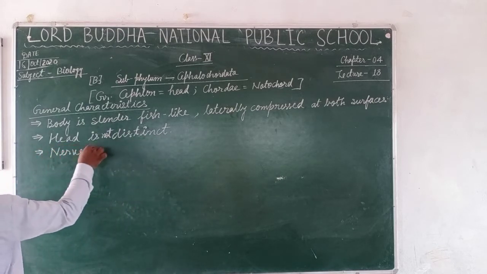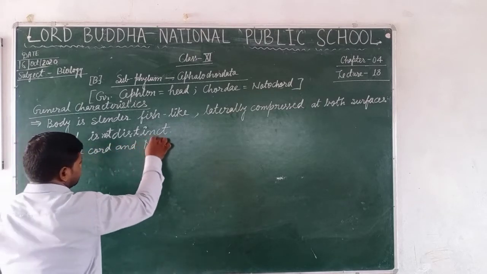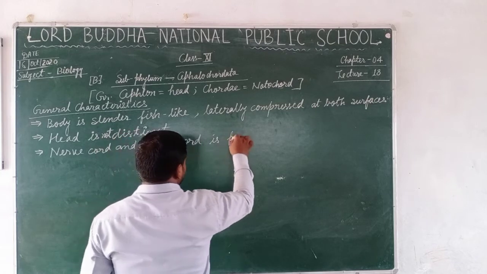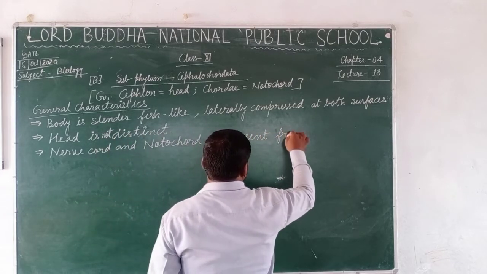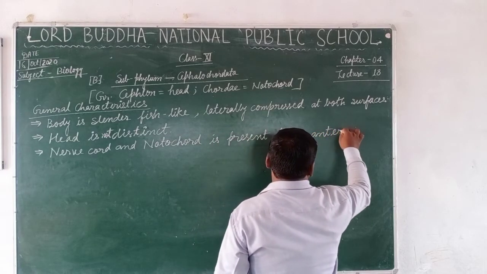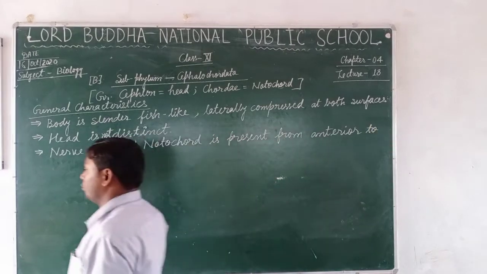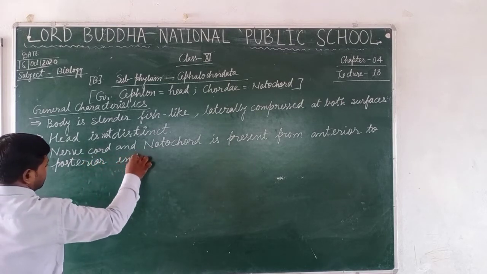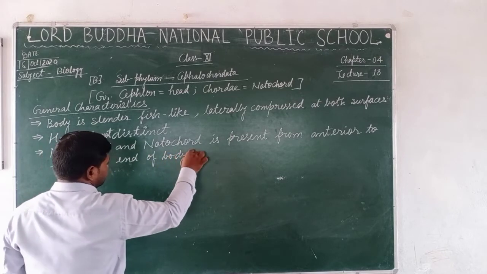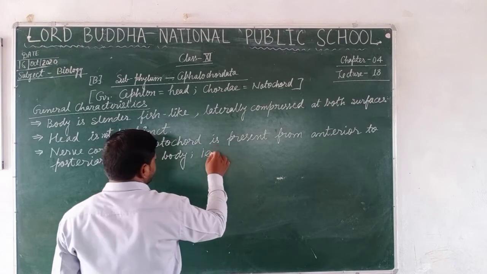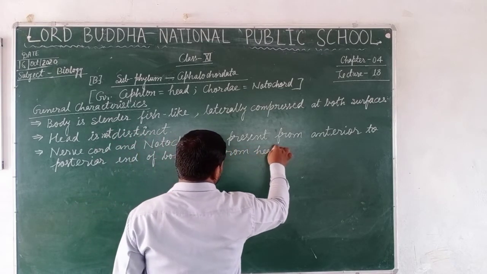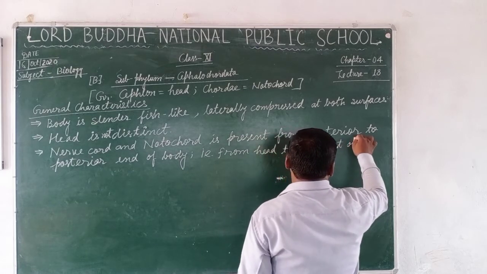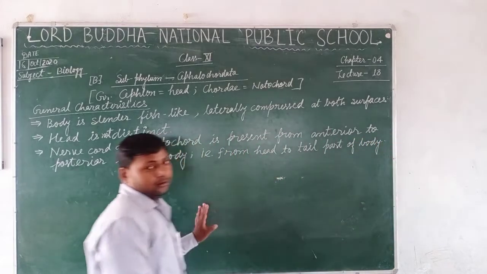The nerve cord and notochord are present from the anterior to the posterior end of the body. Students, it means from the head to the tail part of the body.